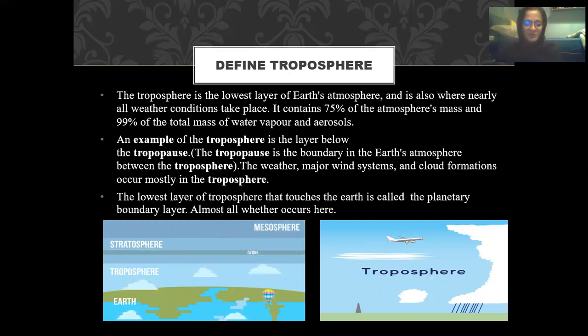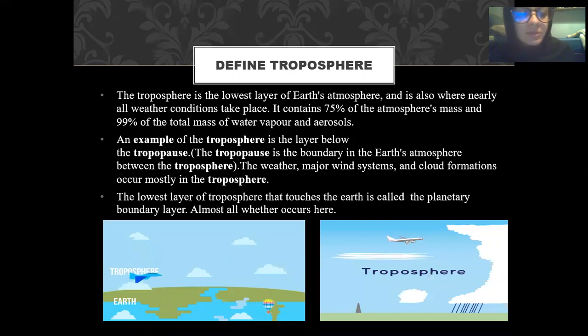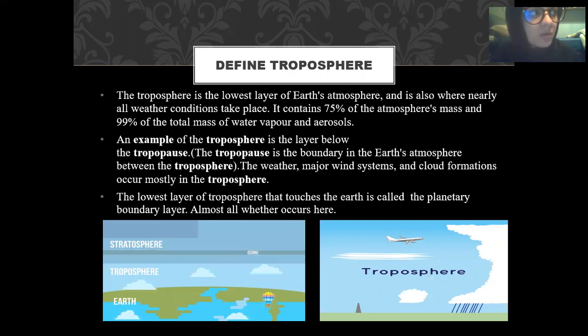which is the main topic of my presentation. The troposphere is the lowest layer of the Earth's atmosphere, and it is where nearly all weather conditions take place. It contains 75% of the atmosphere's mass and 99% of the total mass of water vapor and aerosols. An example of the troposphere is the layer below.